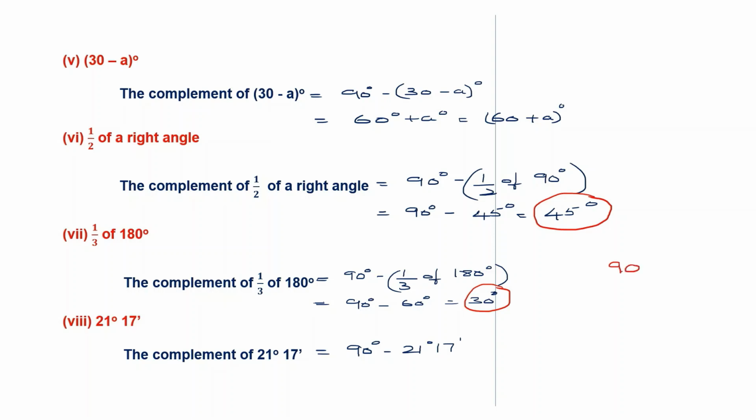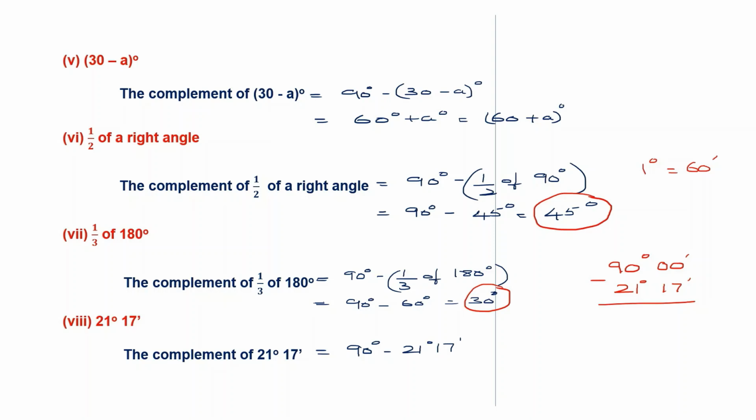So 90 is in degrees. Below that we have 21 degrees and 17 minutes. That means here we have 0, we have to replace this with 0. Now we are going to subtract this. We can't subtract 17 from the 0, so we need to borrow from the degree. We need to take 1 degree to the minutes side. Remember, 1 degree is equal to 60 minutes.